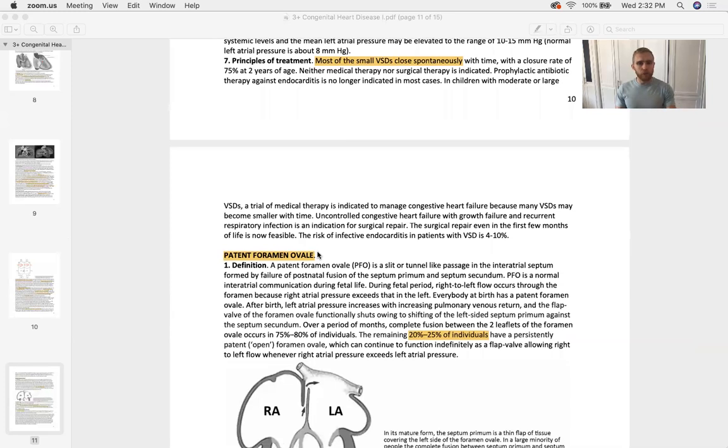Now, surgery is indicated if it's a really large hole, as measured by the QPQS or by echocardiogram, or if they have recurrent pulmonary infections. As we said, that's going to be due to the fluid accumulating in the lungs due to pulmonary hypertension.